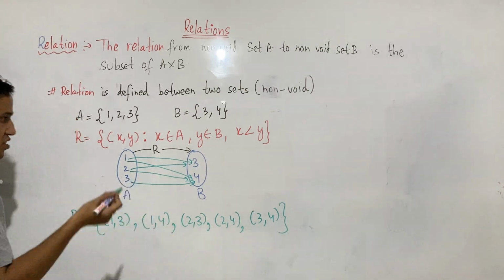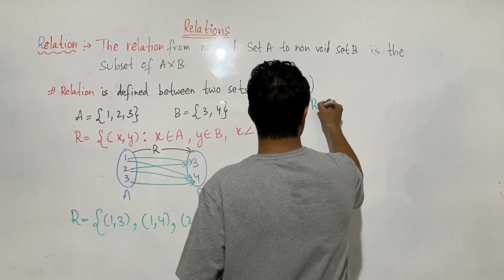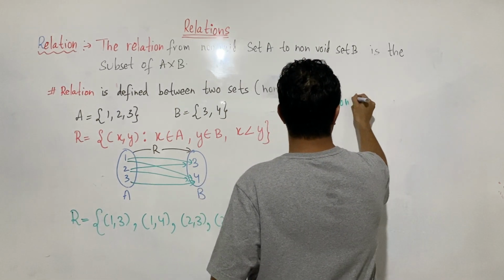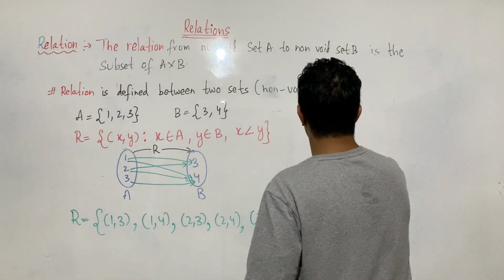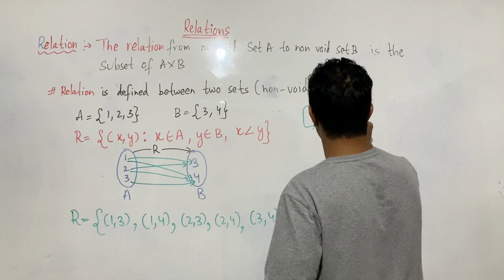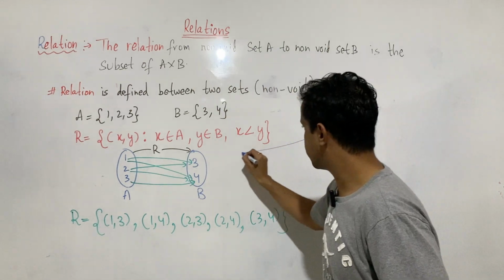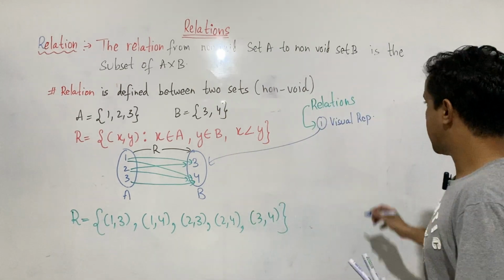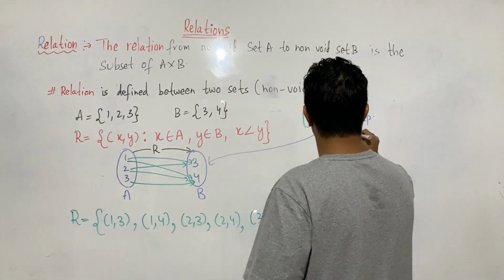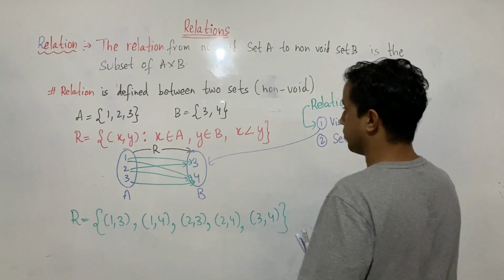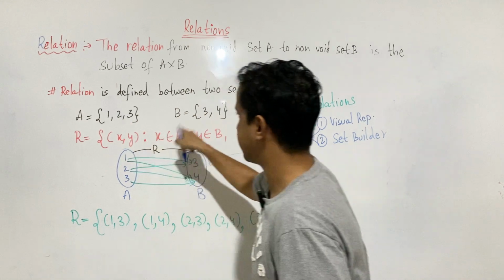Now see here, there are ways to represent the relation. Relations can be represented, number 1, as a visual representation. So this is the visual representation. Then next is your set builder form. So which one is set builder form? This is set builder form. See here, this is set builder form.